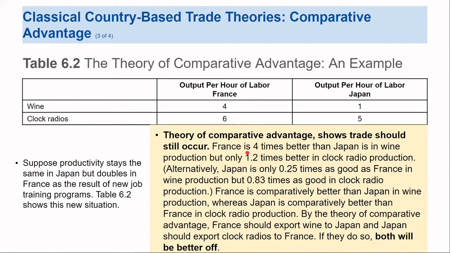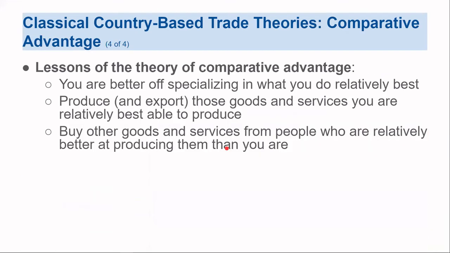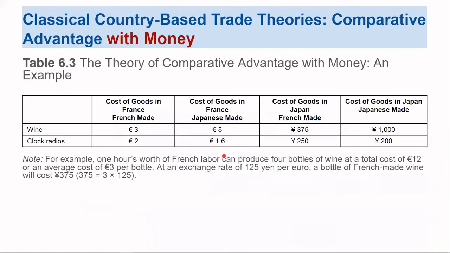But looking at purely numbers is a bit difficult to visualize. Let's look at giving a monetary component inside there, then we can probably visualize better. So the theory of comparative advantage with money, for example, still the wine and the clock radios, right?